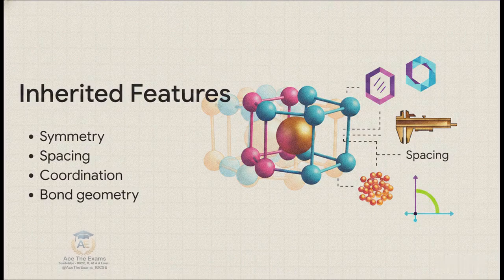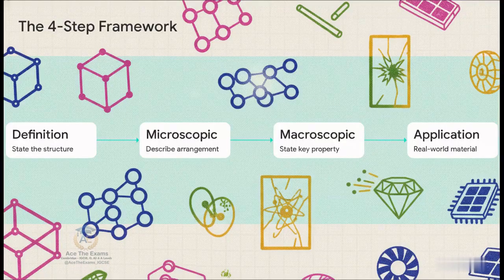So, the absolutely crucial point here is that if you can speak through these 4 steps, you can conquer any structure question they throw at you. Always answer in this exact order. 1. State the definition of the structure. 2. Describe the microscopic cause, which is the repeating arrangement. 3. State the macroscopic consequence, meaning the key property that follows. And 4. Link it to a real application. Using this specific structure prevents vague answers and actively forces you into the top mark bands.